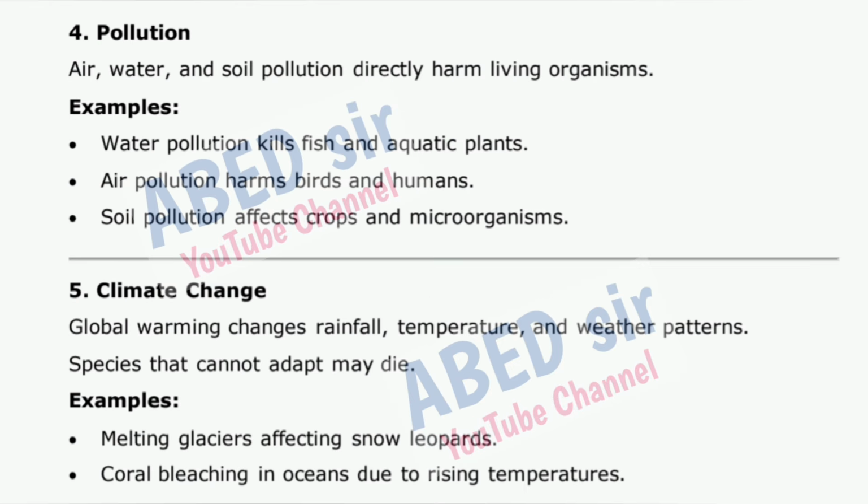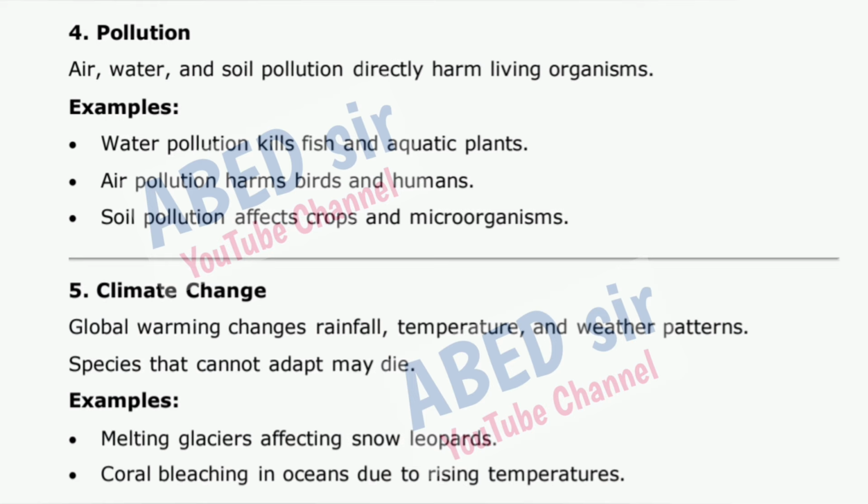4. Pollution. Air, water, and soil pollution directly harm living organisms. Examples: water pollution kills fish and aquatic plants. Air pollution harms birds and humans. Soil pollution affects crops and microorganisms.